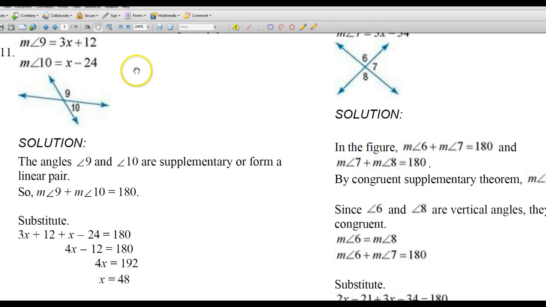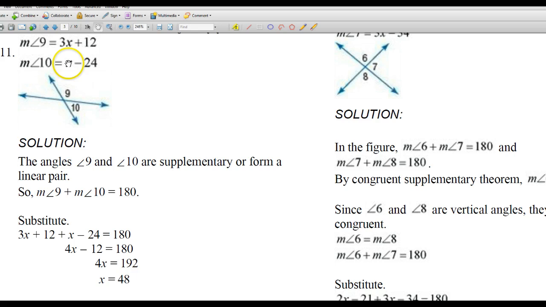In number 11, we want to use the supplements theorem since 9 and 10 form a linear pair, so they will be supplementary. So 9 and 10 form a linear pair. They are adjacent, their non-adjacent sides form a straight line, so they will be supplementary. So the measure of angle 9 plus the measure of angle 10 is equal to 180.